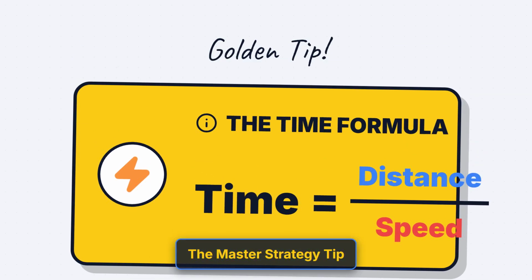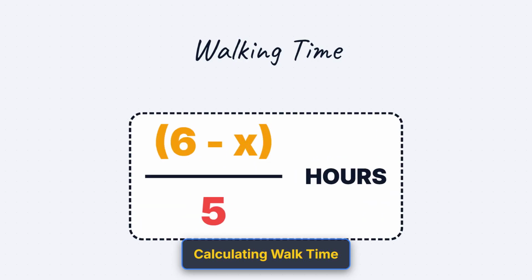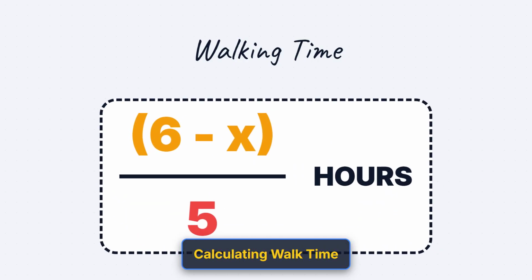Here is your golden tip for any speed puzzle. Always use the classic triangle relationship, time equals distance divided by speed. If you know how far you went and how fast you moved, you can easily calculate your time. Let's calculate the time spent walking. We know the walking distance is 6 − x km, and the problem says his walking speed is 5 kilometers per hour. Using our tip, the time taken to walk 6 − x km at 5 kilometers per hour equals (6 − x) divided by 5 hours.